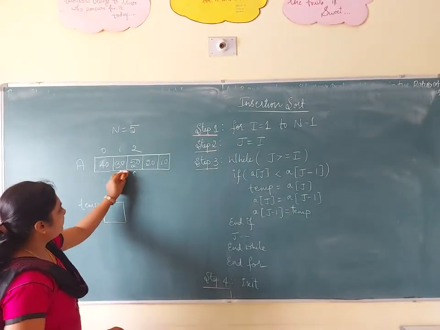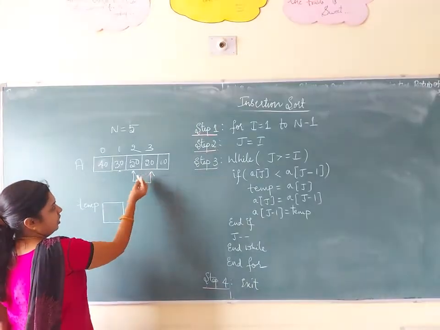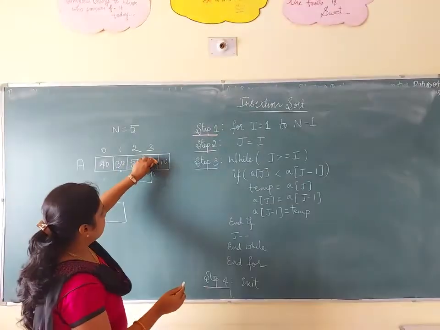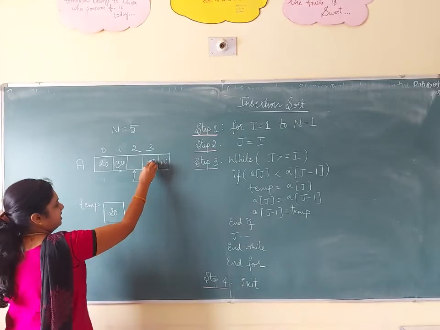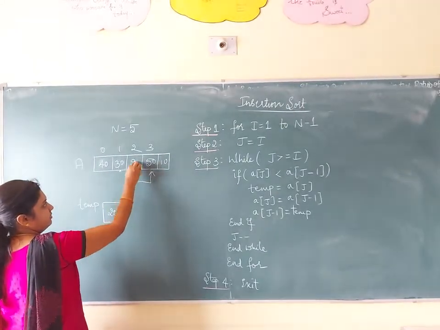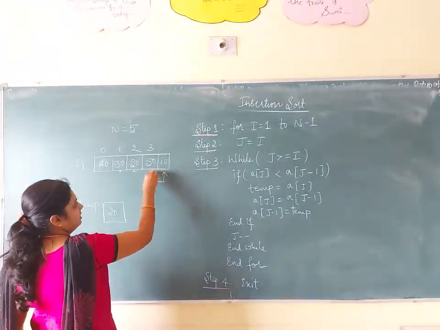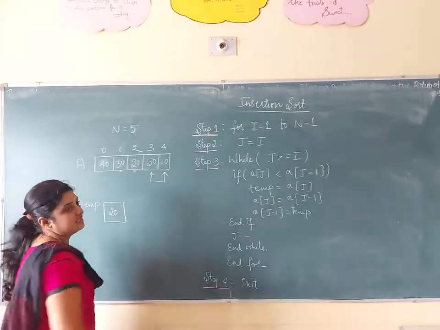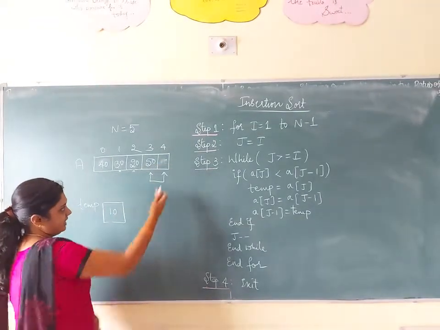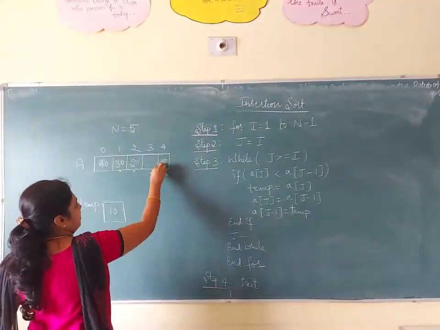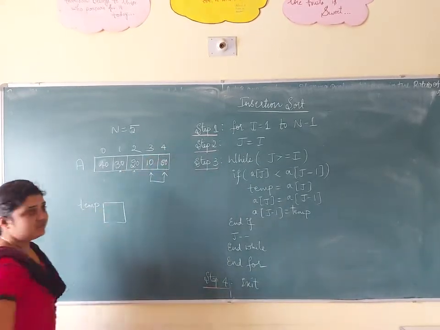Now again you have to compare the second and third element. 50 is greater than 20. Store this 20 in the temporary variable, then you swap this 50 to position 3. Then from the temporary variable you assign the value to position 2. Again you compare the third and fourth element. Yes, 50 is greater than 10. Store 10 in the temporary variable. This place becomes empty. Then you interchange the value, and 10 comes to position 3.